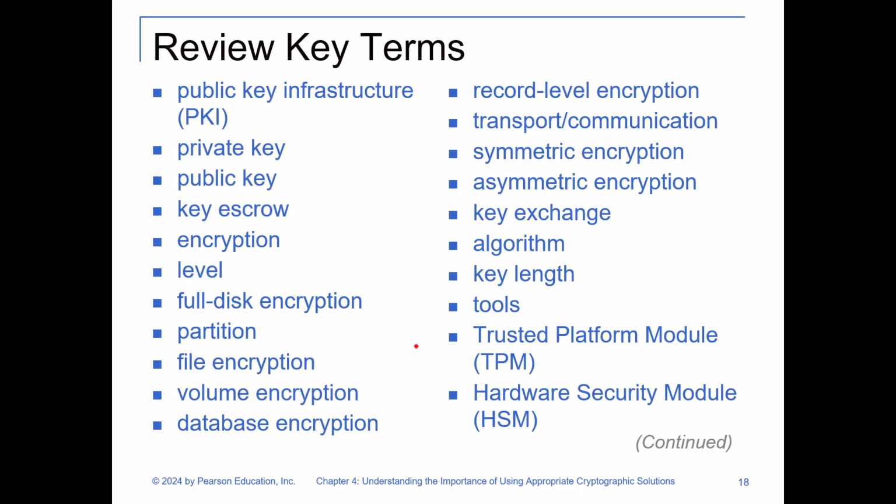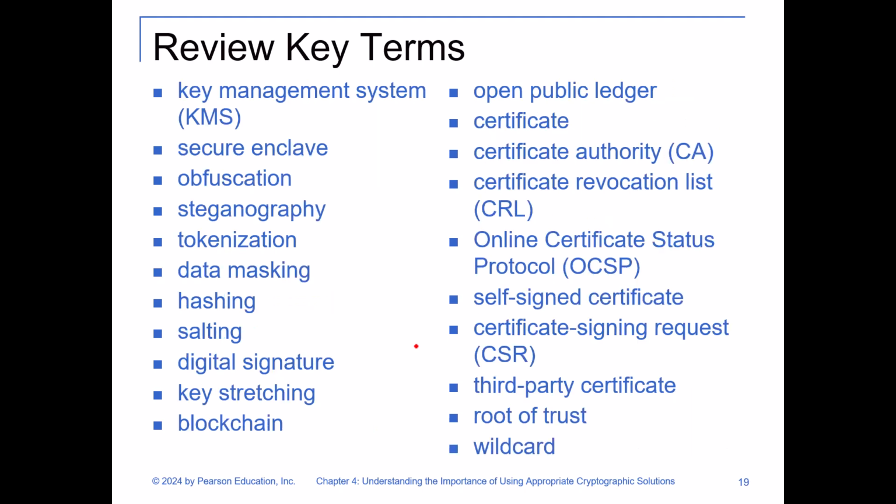We talked about many different words: PKI, keys, escrow, encryption levels, encryption types, partition, object encryption, volume encryption, database, record levels, algorithms, tools, TPMs, HSMs, certificate authorities, obfuscation, steganography, hashing, and so much more. All right, that is it for this chapter.